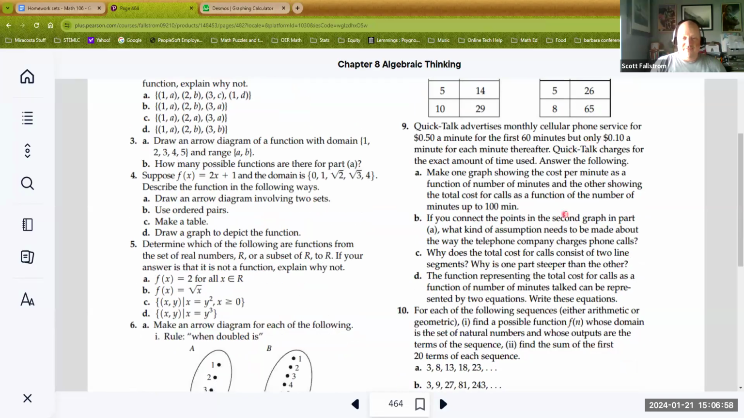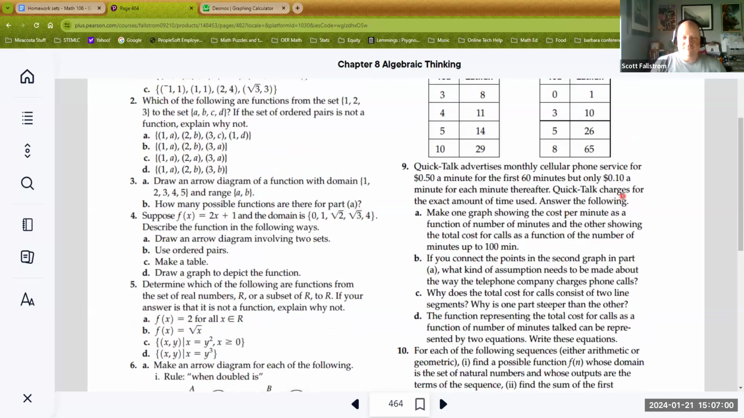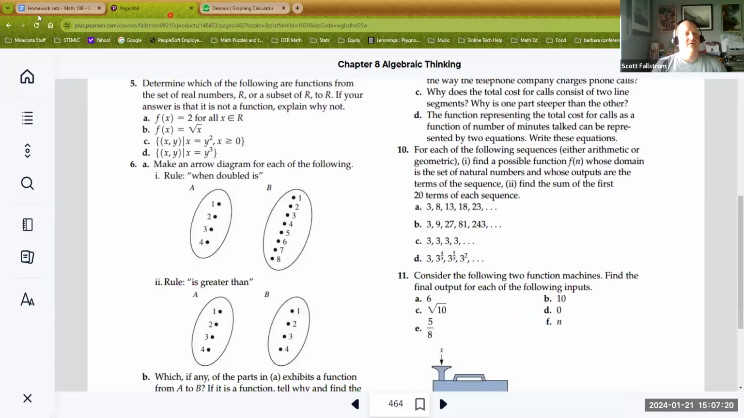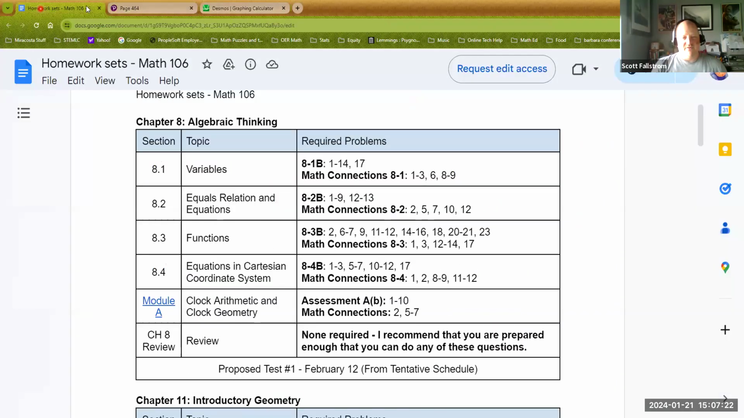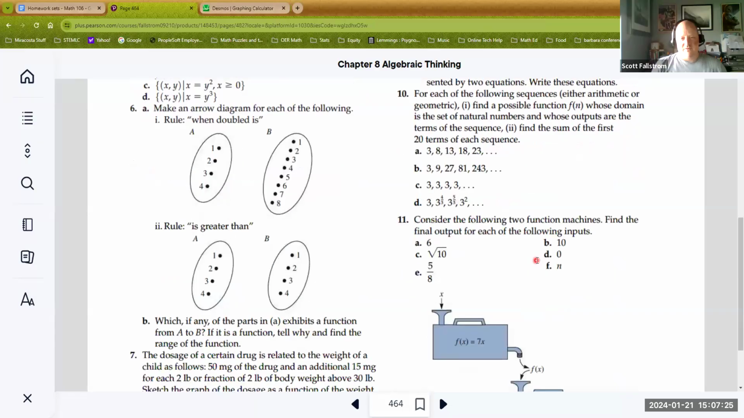So make a graph. Yeah, showing the cost per minute. Connect the points in the second graph. Connect the points in the first one, and what you'll see is 50 cents a minute for the first hour. But if you talk for more than an hour, then they cut the rate down to just 10 cents a minute. So the graph is not going to be a straight line. There's got to be some kind of change in the middle of it, right? And let's see, what else do we have here? 9, 11, and 12. Okay.